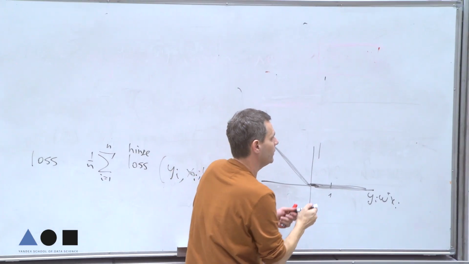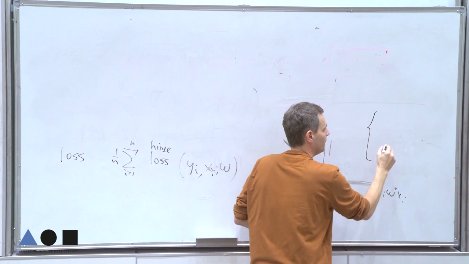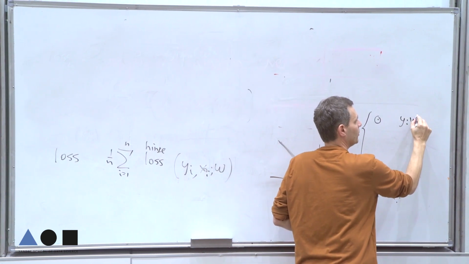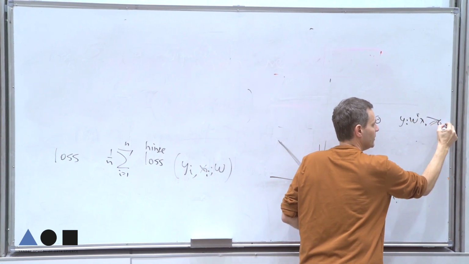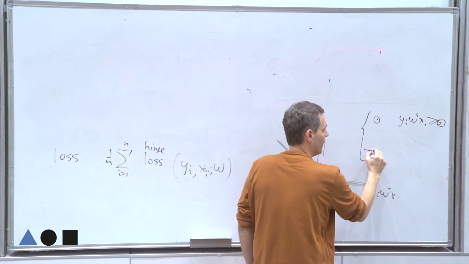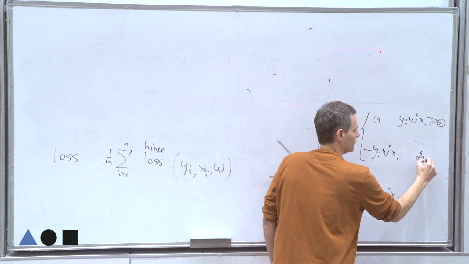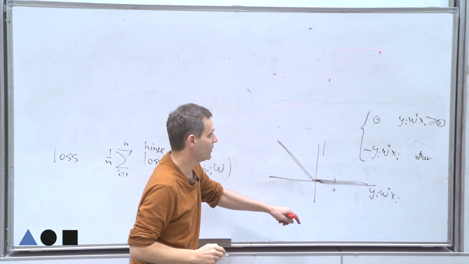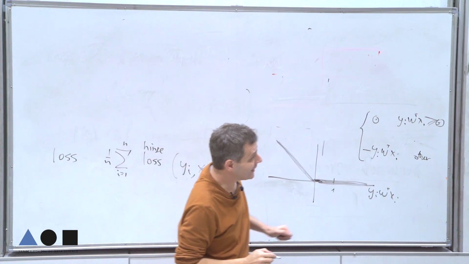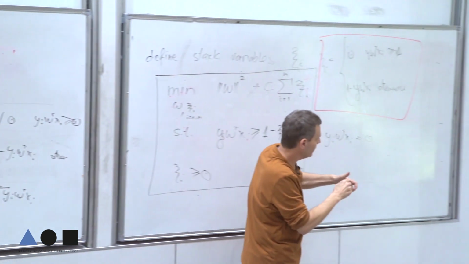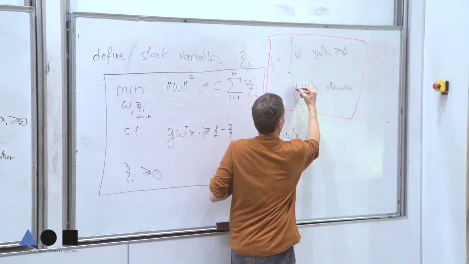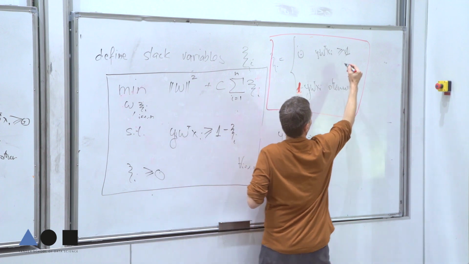So the Hinge loss looked like this, right? The Hinge loss was 0 if y_i w transpose x_i is larger than 0. Otherwise, it was minus y_i w transpose x_i. Right? That was the Hinge loss. What we have now is a Hinge loss with the only difference. Can you see the difference? The only difference is this 1 here.